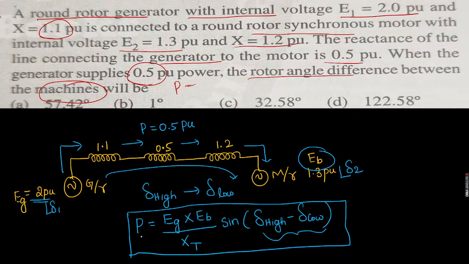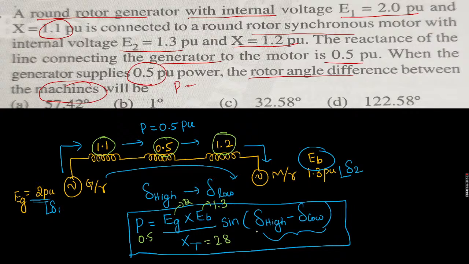Okay, let us see. This power value is given as 0.5. This generator voltage is given as 2. This back EMF voltage is given as 1.3. Total reactance is how much? 1.1 plus 0.5 plus 1.2. So it is 2.8. So the total value is going to be 2.8.